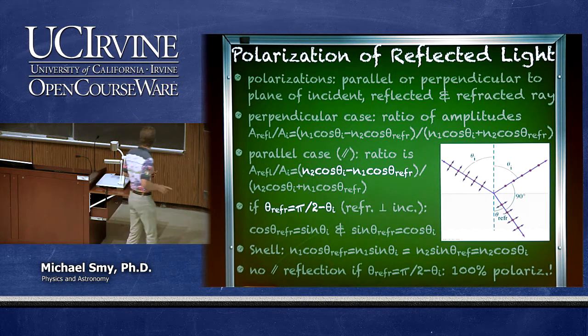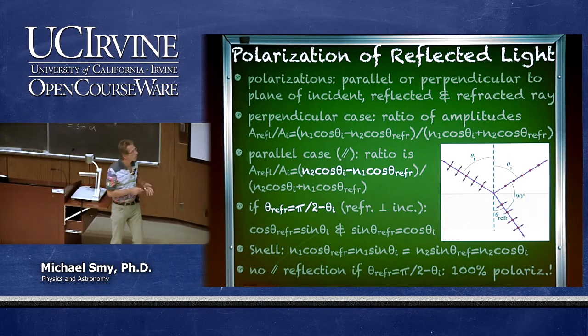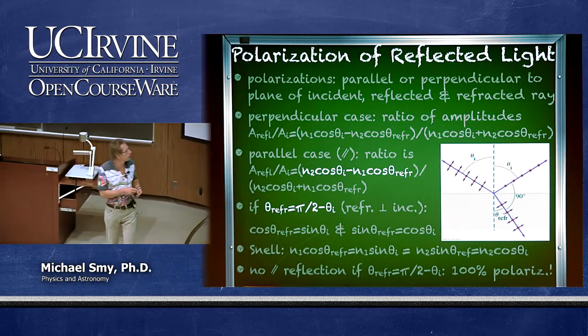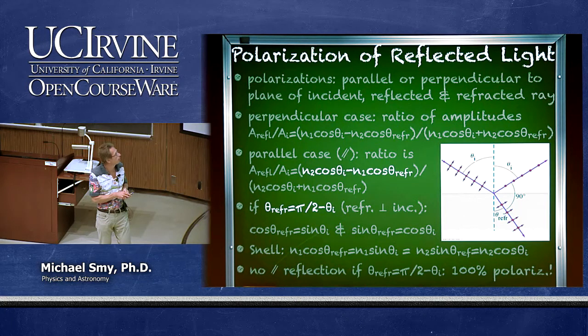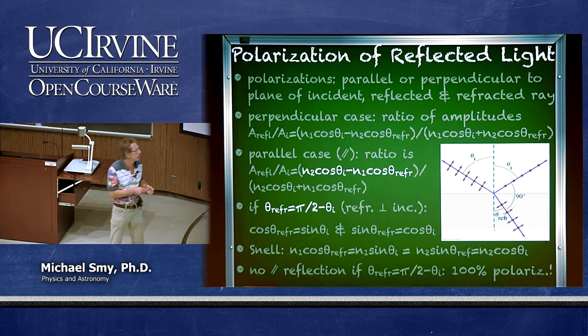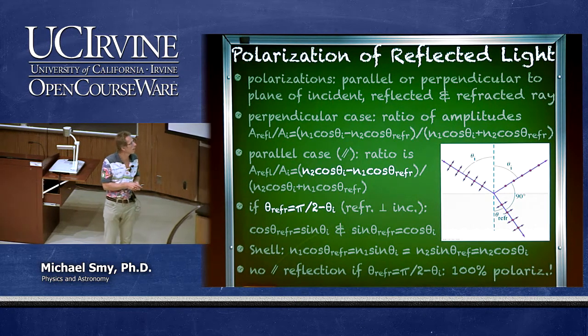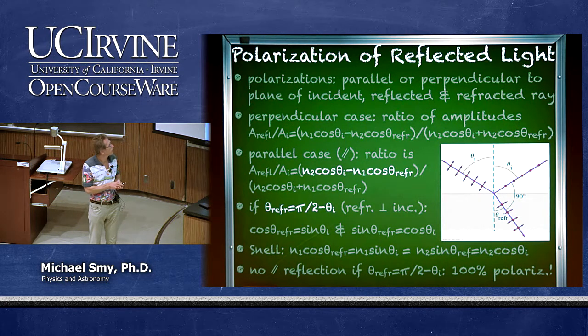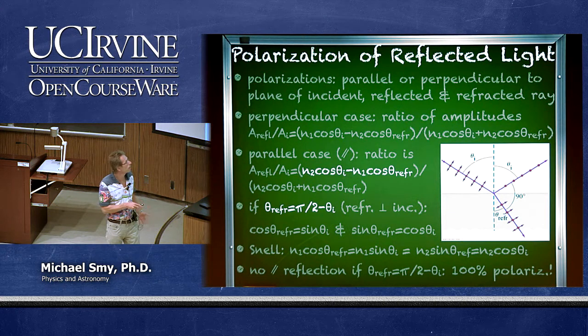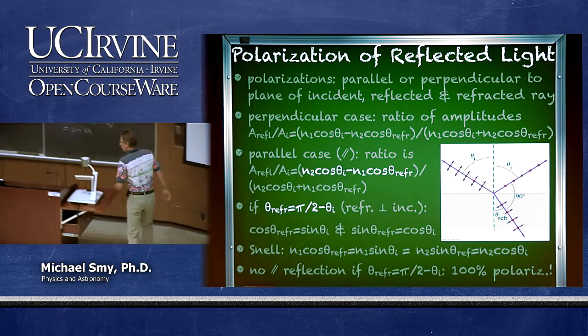for the parallel case. So if you have unpolarized light, meaning an equal admixture of the perpendicular case and the parallel case as the incident light, then the parallel case disappears and we are left with only the perpendicular case. And that means that we have 100% polarization perpendicular to the plane of incidence for the reflected light.